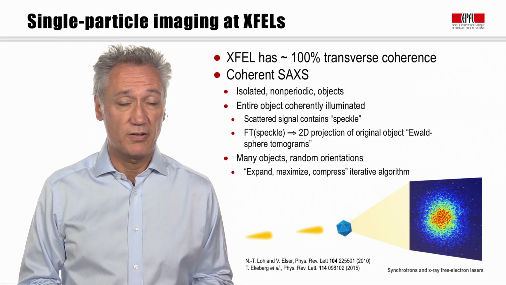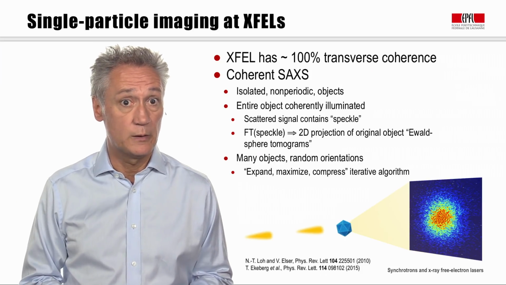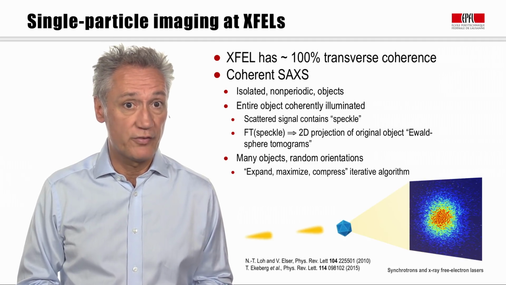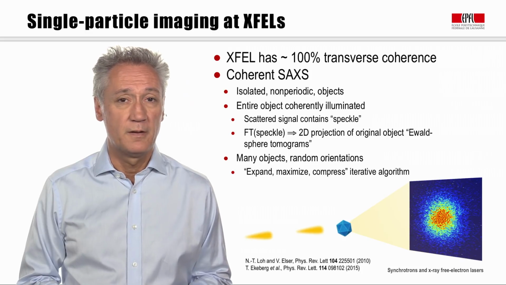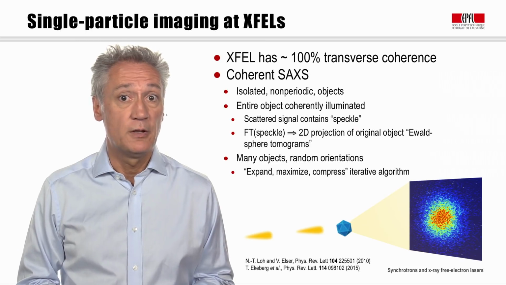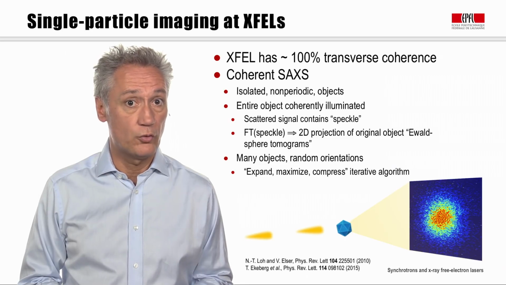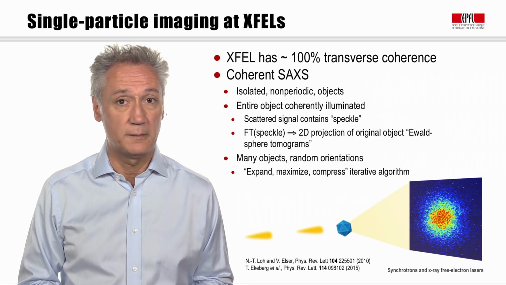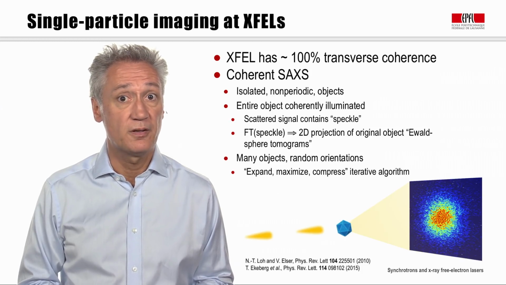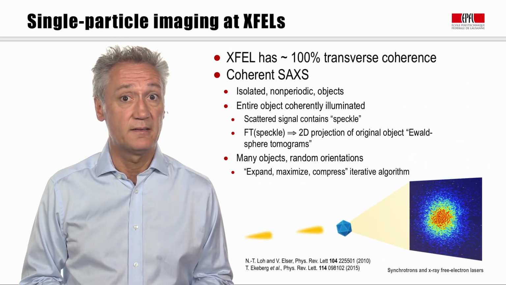X-FELs have 100% transverse coherence, making it possible to record the coherent scattering pattern or speckle of substantially sized objects, in particular non-crystalline objects. The Fourier transform of that speckle, assuming one can solve the phase problem, should provide a 2D slice of the object associated with its orientation relative to the Ewald sphere. A complete reconstruction of the whole three-dimensional structure requires that all orientations have been sampled to a sufficiently high angular accuracy.